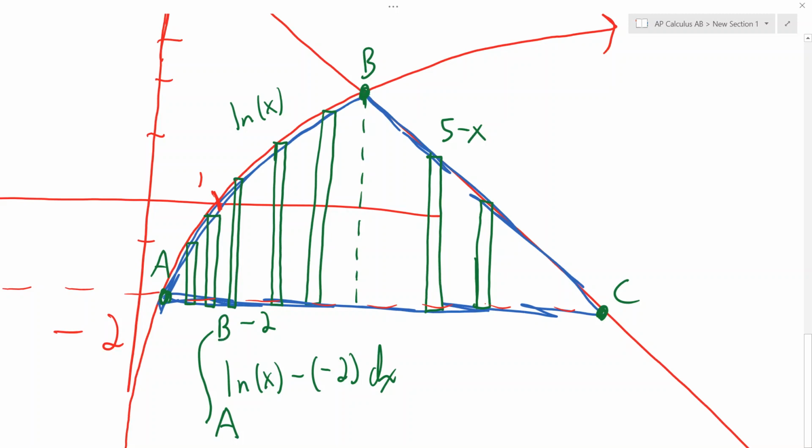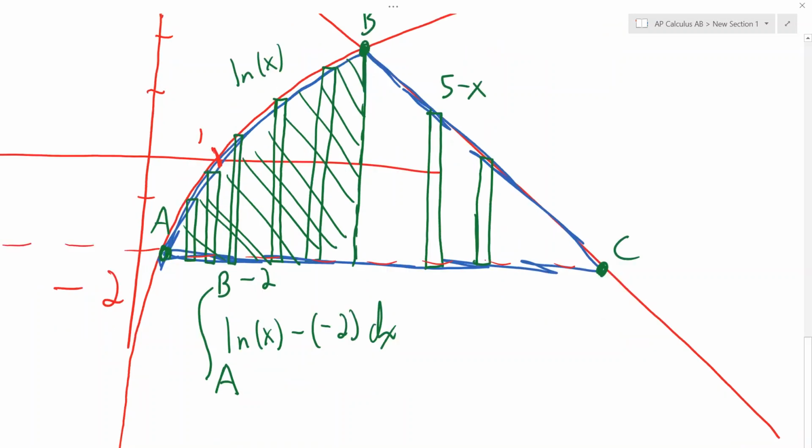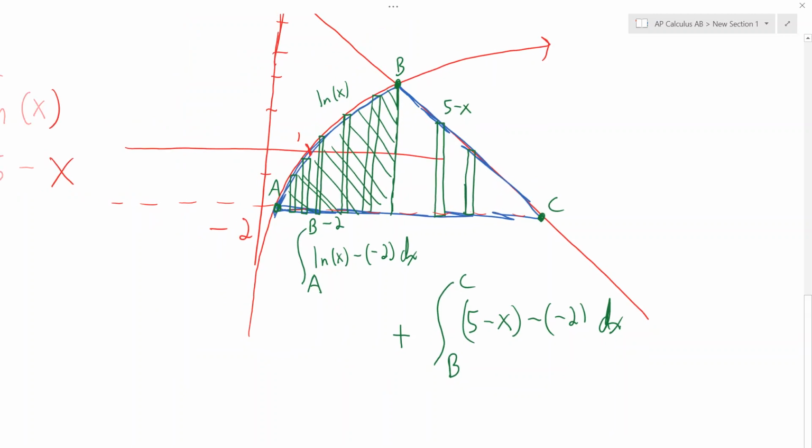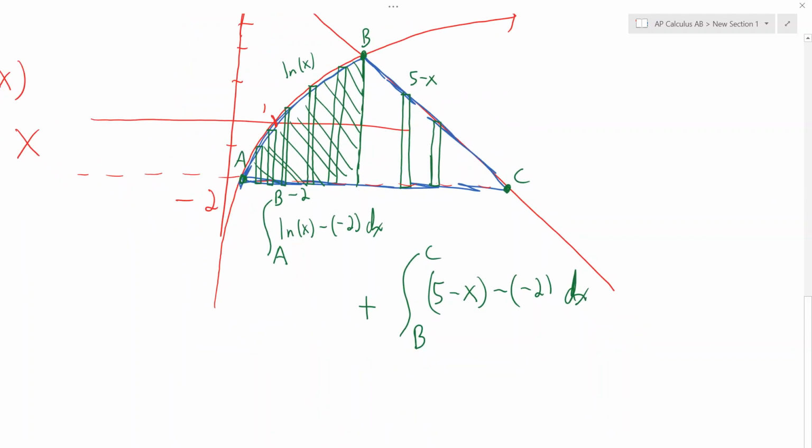Is everyone okay with that idea right there? That finds this area here. And because the top changes in the middle of the region, I need another integral. So to that integral, I'm going to add, I'm going to write it down here, plus, now my rectangles are 5 minus x minus negative 2 dx. Okay? And we're going to add those all up from B to C. So all I got to do is find what A, B, and C are.